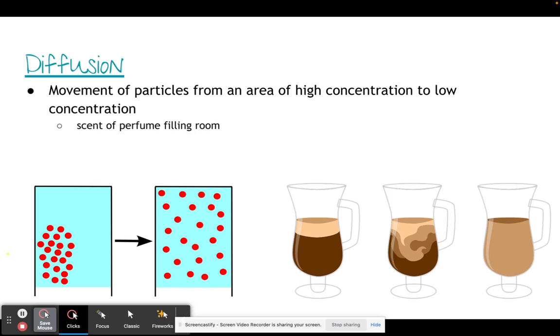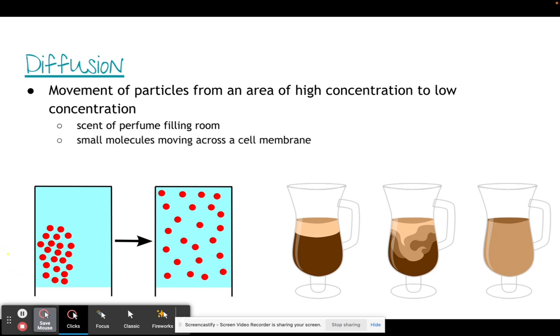Another example would be a scent of perfume filling the room. If you were to spray perfume in one corner of the room, eventually, if you were standing on the opposite end, you would get to smell the perfume. That's because where you've sprayed the perfume is where you have that high concentration area of the scent, and it will move towards where the lower concentration is.